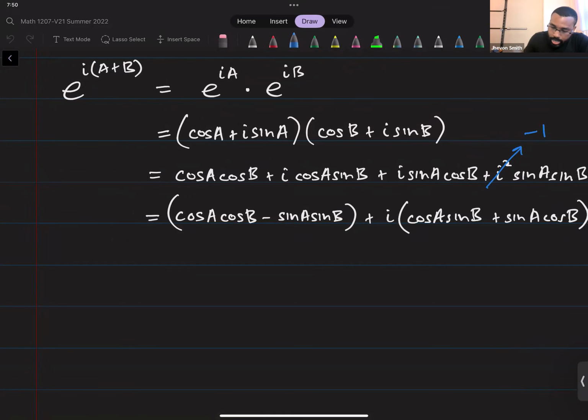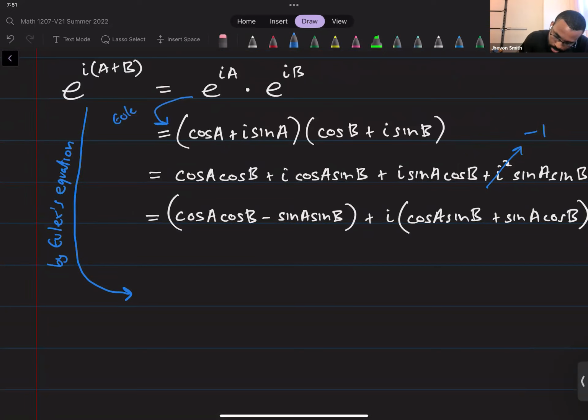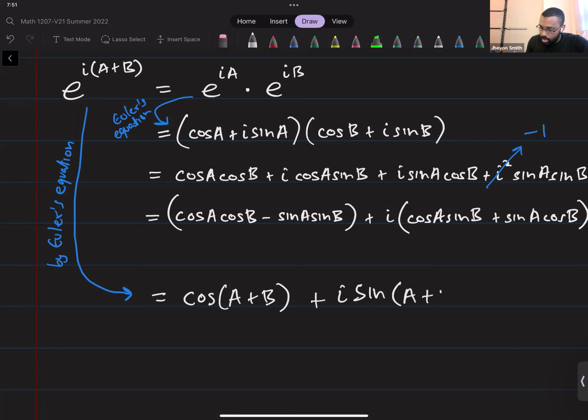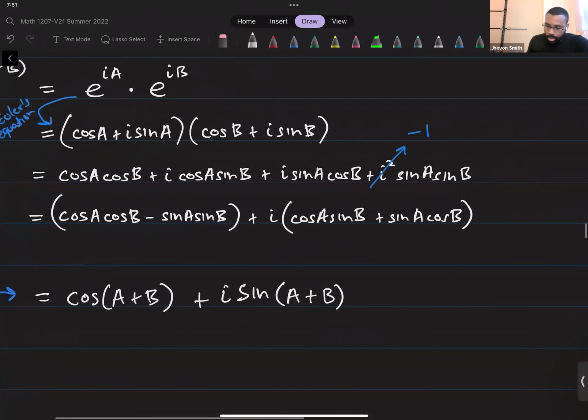However, also by Euler's equation, I know that this guy is equal to cosine of A plus B plus i times sine of A plus B. And look at what we just did. We just derived the addition formulas for sine and cosine.